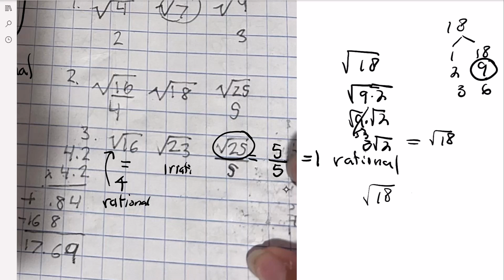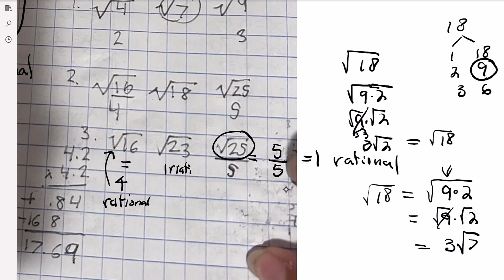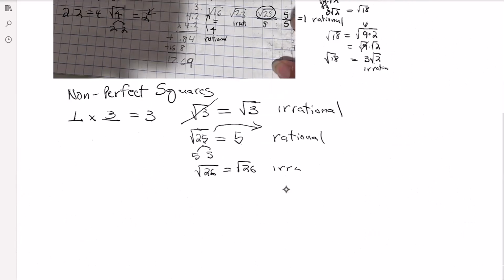The square root of 18 can be rewritten as, that right there is a perfect square, 9 times 2. You don't have to do this, but sometimes visually it makes it easier. The square root of 9 is 3, times the square root of 2. Now look, there's a radical involved, so this is still an irrational number. You could practice with a bunch of these.